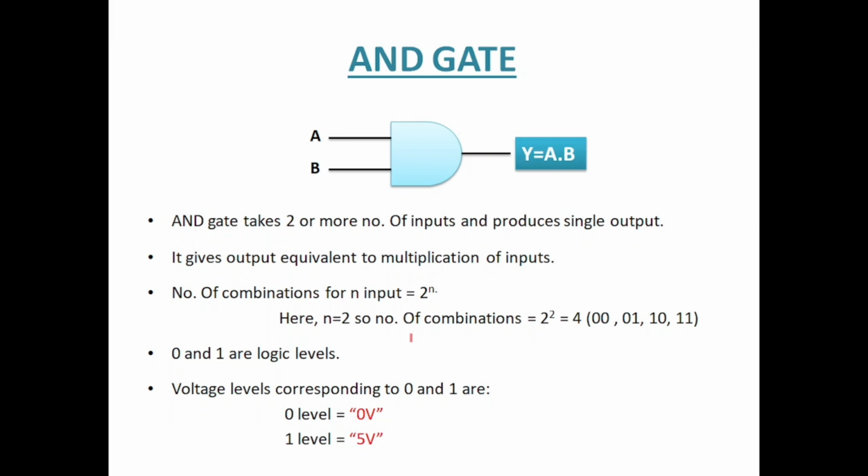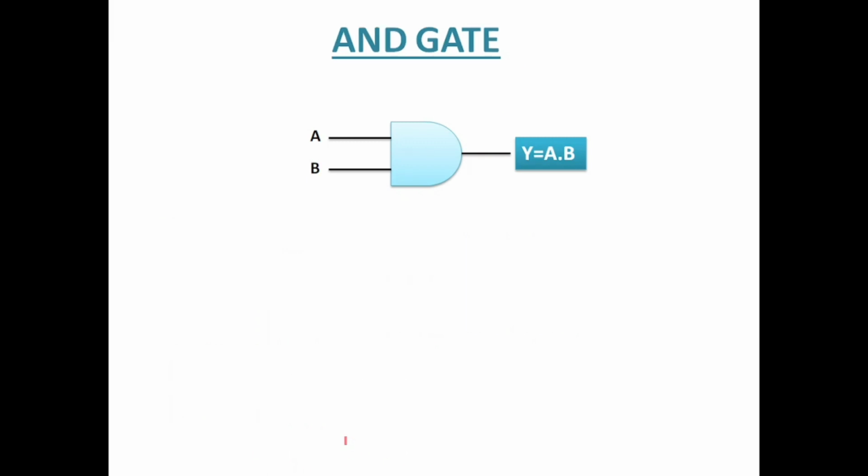Now one thing to be noted here is that 0 and 1 are logic levels. These are not voltage levels. Corresponding to these 0 and 1, we have different voltage level. That is, 0 level is equivalent to 0 volt and logic level 1 is equivalent to 5 volt.